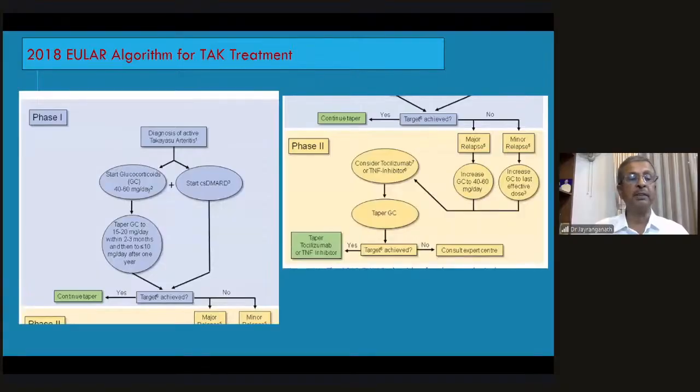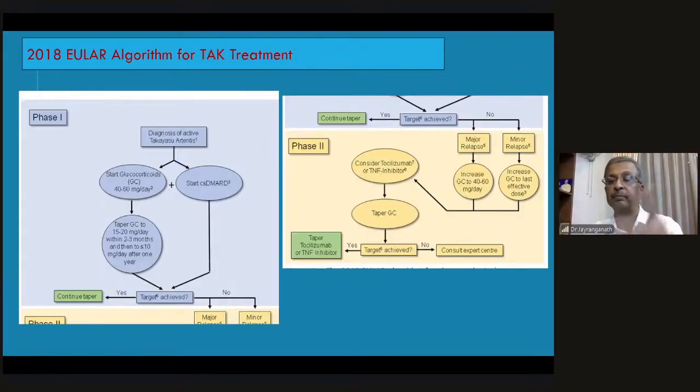In phase 1, the standard one, you make the Takayasu diagnosis, start the GC, start DMARDs, and taper GC to 15 to 20. This should be our aim. We should start tapering in 2 to 3 months and then get to less than 10 milligrams. If the target is achieved, then continue the taper. If not, then come back to phase 2.